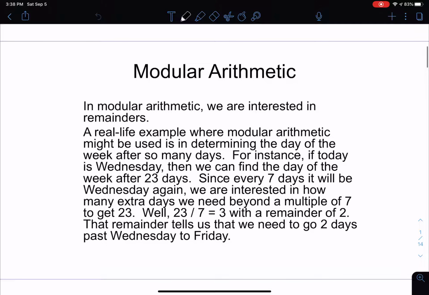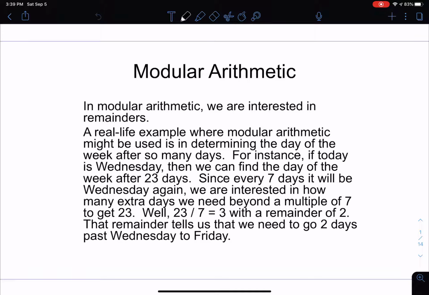Okay, in a nutshell, if I could summarize it in one sentence, when you hear modular arithmetic, think in terms of remainders. Think in terms of dividing and seeing what the leftovers are. This is one area where we're less interested in the answer and more interested in what's remaining or left over after we find the answer.